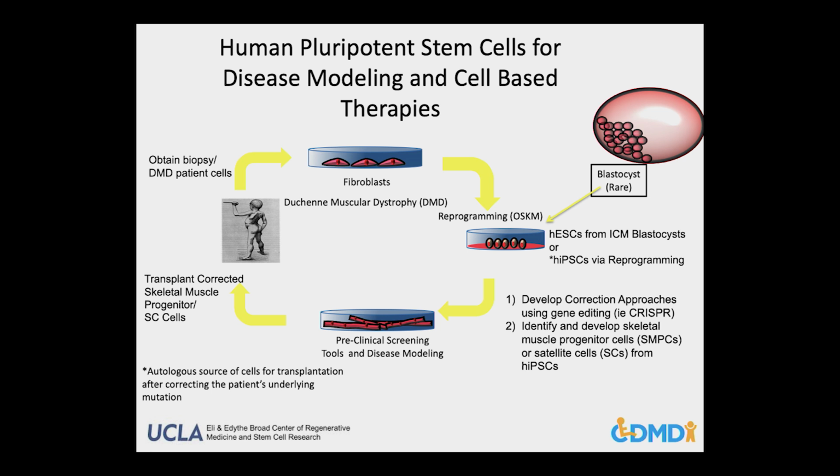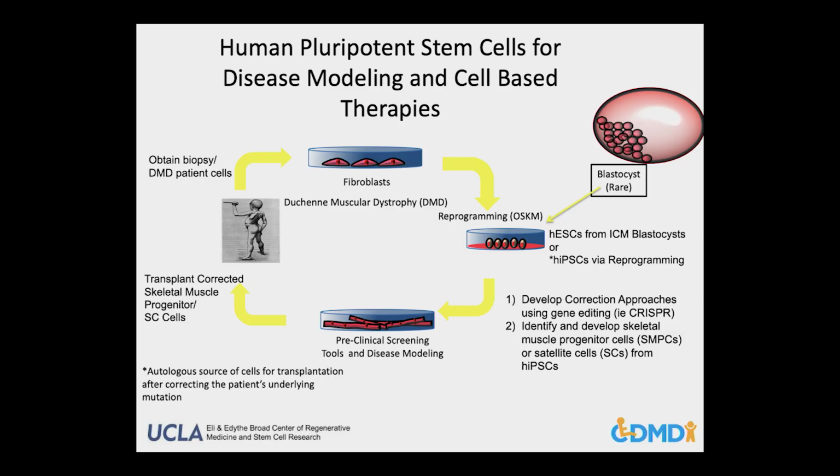The beauty of pluripotent stem cell lines, as you know, is that they can differentiate into any germ layer: endoderm, ectoderm, mesoderm. And as a member of the Center for Duchenne Muscular Dystrophy, we've been developing disease models in a dish to develop new tools as well as human models for studying devastating muscle diseases such as Duchenne muscular dystrophy.